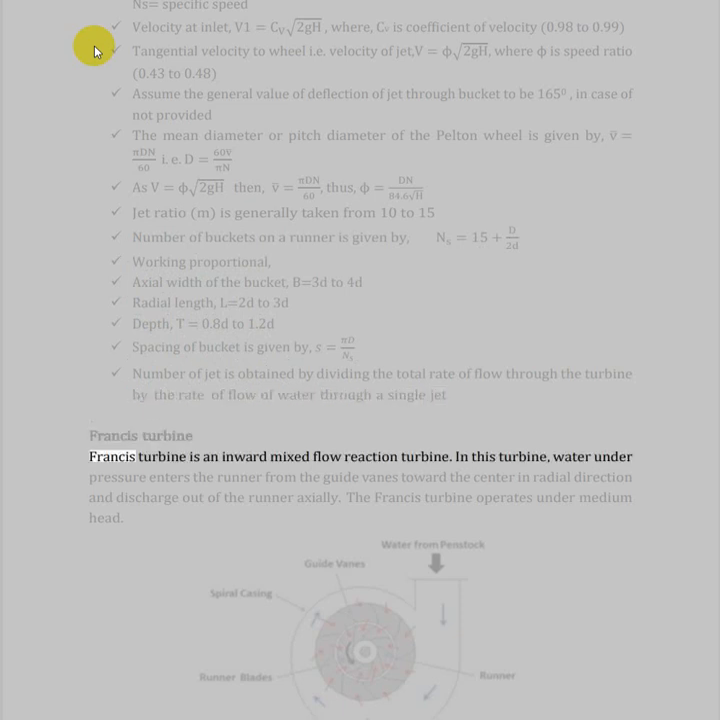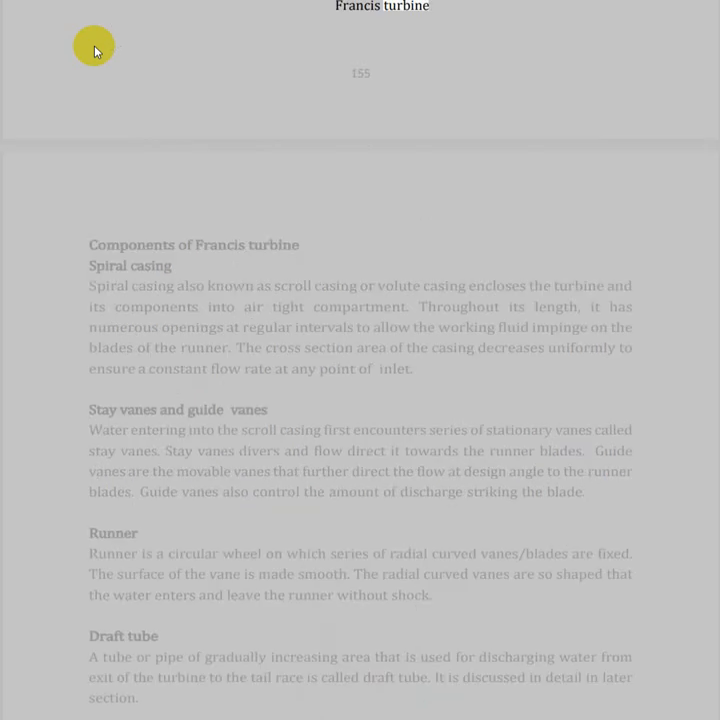Francis turbine. Francis turbine is an inward mixed flow reaction turbine. In this turbine, water under pressure enters the runner from the guide vanes toward the center in a radial direction and discharges out of the runner axially. The Francis turbine operates under medium head.